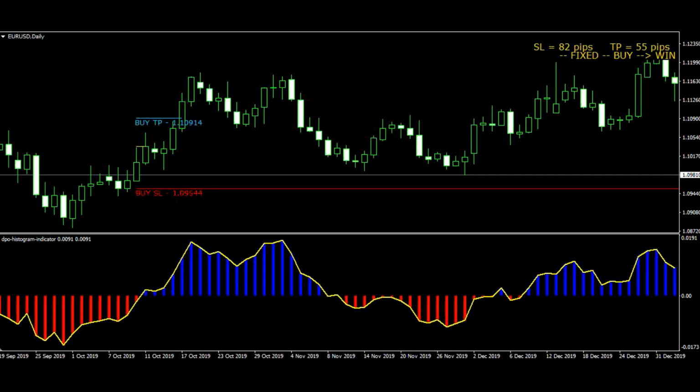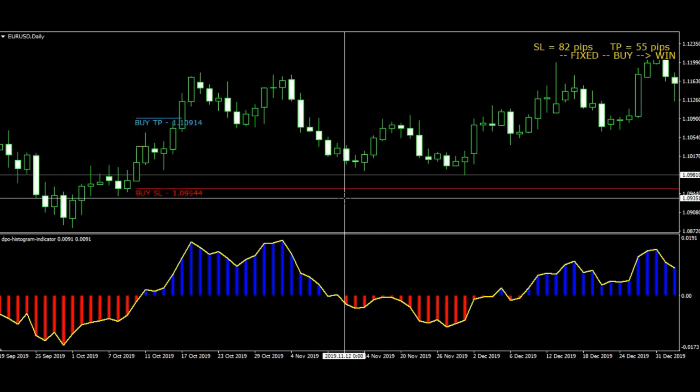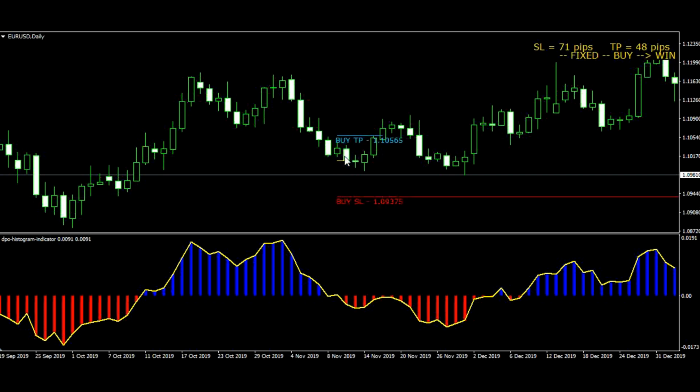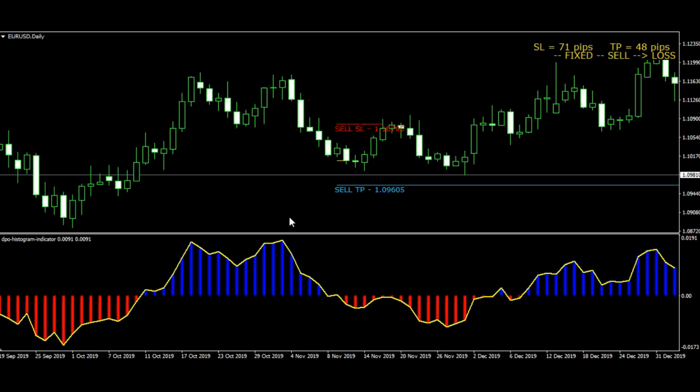Okay, our next signal comes here, and that would have been a loss though, because it hit the stop loss prior. So there's our first loss. So far we have 3 wins and 1 loss.